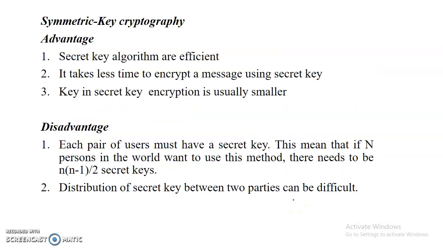Now, what is the problem in that case? If we have multiple pairs of sender and receiver, we have to generate a number of secret keys. For example, if n persons in the world want to use this method, then we have to use n(n-1)/2 keys. Distribution of secret keys between two parties can be difficult, right?